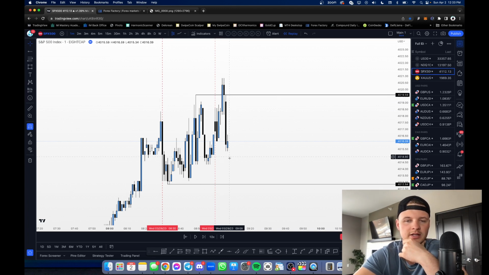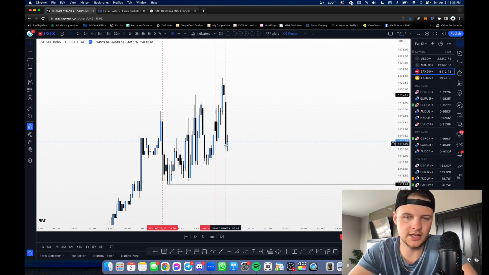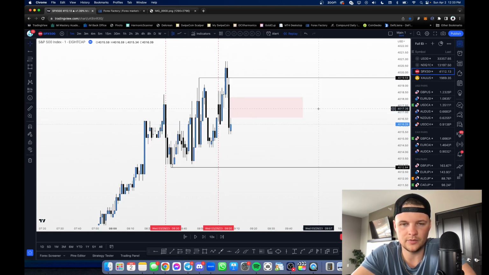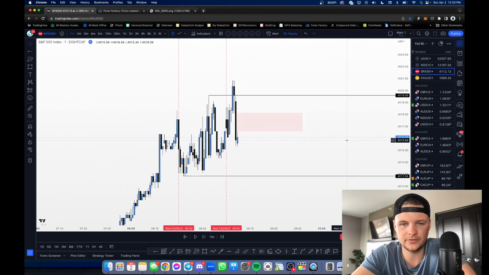We didn't get a clean break of structure necessarily. This is a break of structure right here if you were going to track this low. So you could enter right off the close of this candle if you want. What I did is I waited for another fair value gap entry. We were given this fair value gap, and then when price pulled back into this fair value gap, this was our entry point.